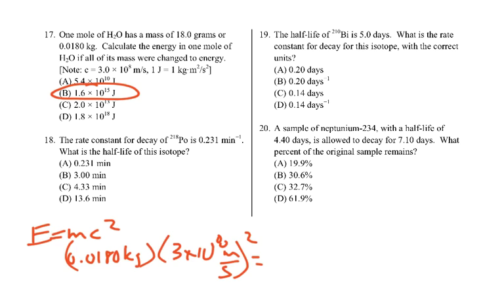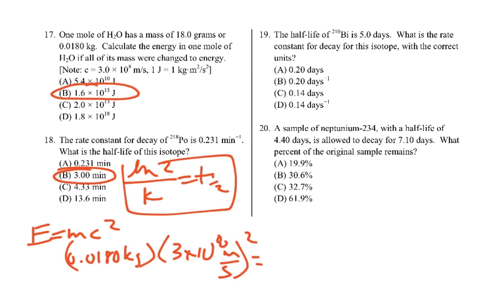Number 18, the rate constant is 0.231 minutes to the minus 1. What's the half-life? Well, we know if you take the natural log of 2 and divide it by the rate constant, then you're going to get the half-life. So we could take 0.693, which is ln of 2, divide by 0.231, and then we get the answer of about 3 minutes, answer B. So that's just, again, just a math problem. Be sure you know this formula. That's a really useful little formula.